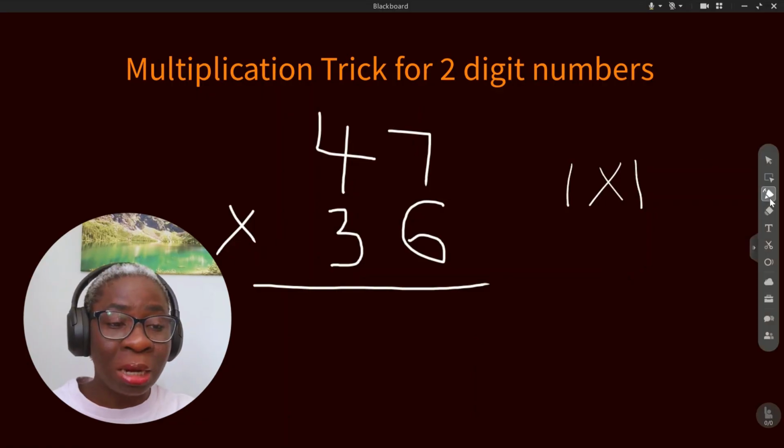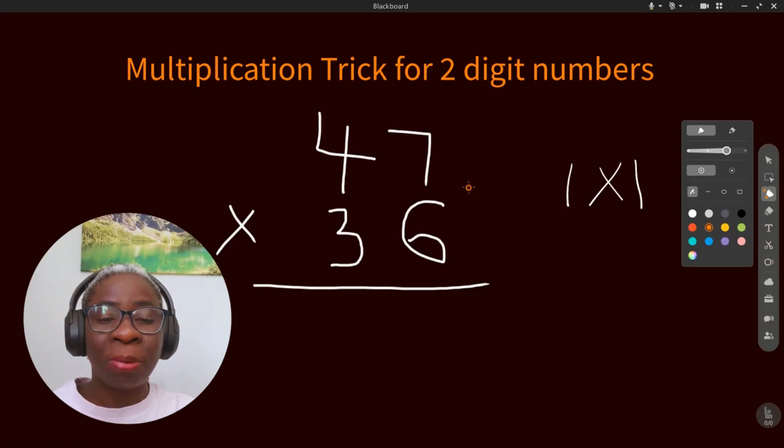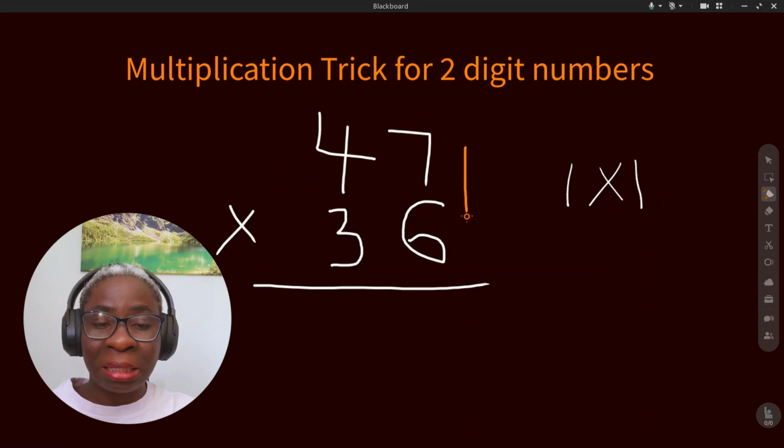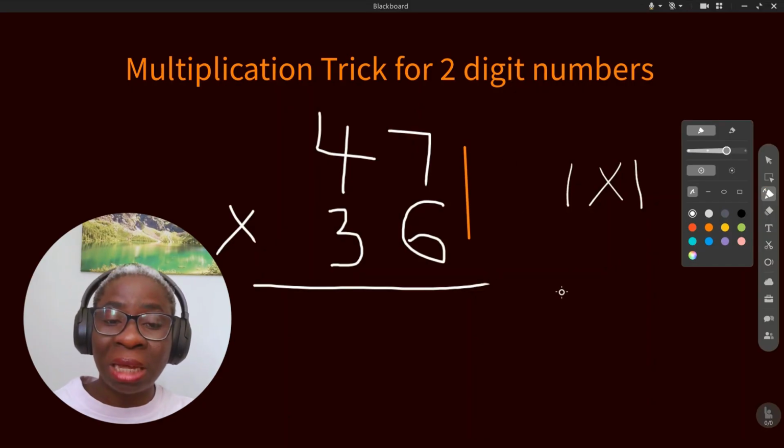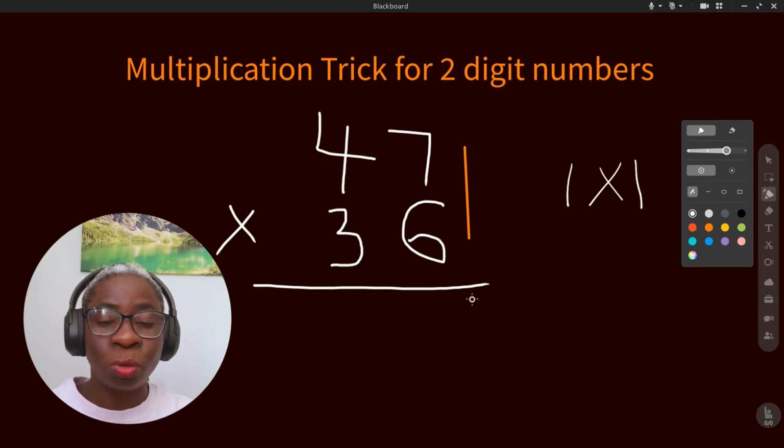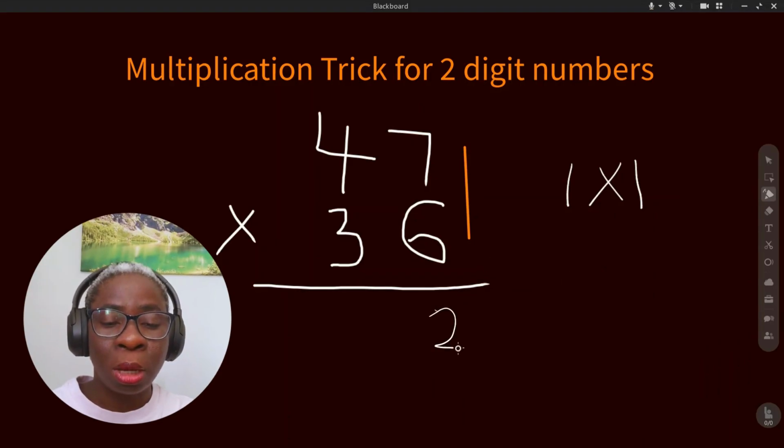So this one now means that we will multiply 7 by 6. Then now let's first multiply 7 by 6. To multiply 7 by 6, what is 7 times 6? 7 times 6 is 42. We will write 2 and then we keep 4 somewhere.